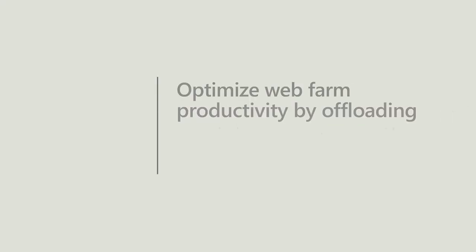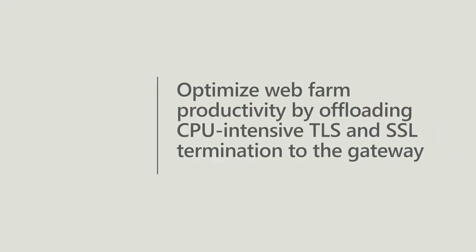Last is Azure Application Gateway, which provides an application delivery controller, or ADC, as a service. You can use it to optimize web farm productivity by offloading CPU-intensive TLS and SSL termination to the gateway. SSL and TLS termination refers to the process of decrypting encrypted traffic at the load balancer or gateway level. The application gateway operates within a region rather than globally.